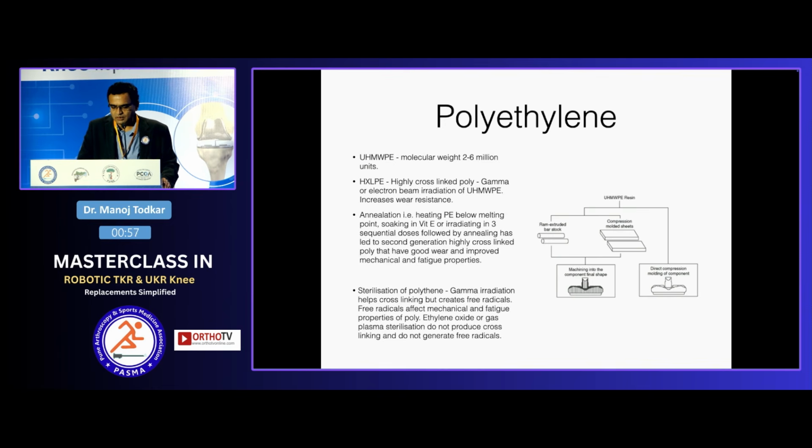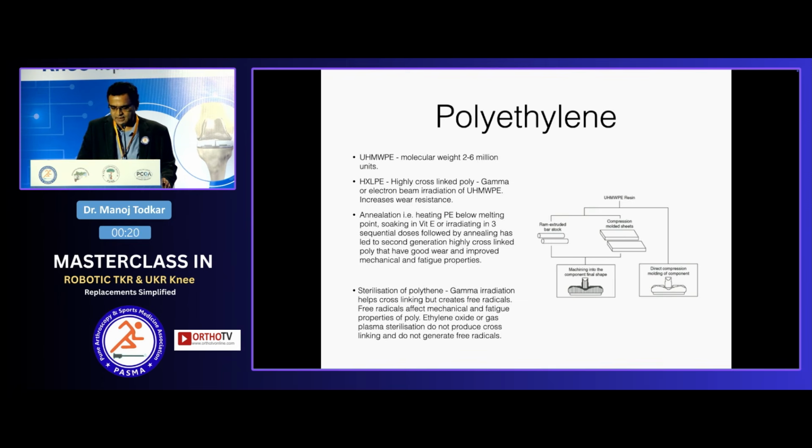Annealing is the heating of the poly below the melting point, or putting it in vitamin E, or irradiating in 3 sequential doses followed by annealing, which has led to second generation highly cross-linked poly that has good wear and improved mechanical and fatigue properties. Sterilization of poly by gamma radiation helps cross-linking but creates free radicals. These radicals affect the mechanical and fatigue properties of poly. So ethylene oxide and gas plasma sterilization, which do not produce cross-linking and do not generate free radicals, have come into practice.